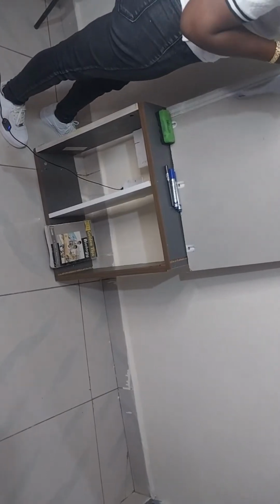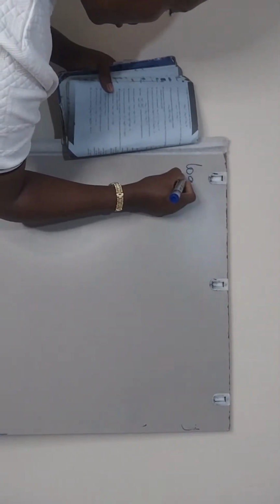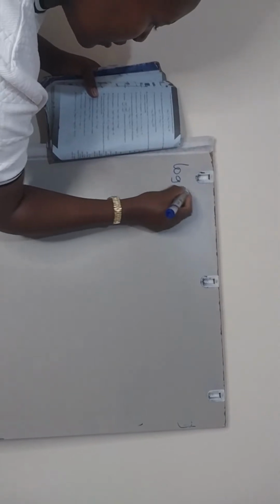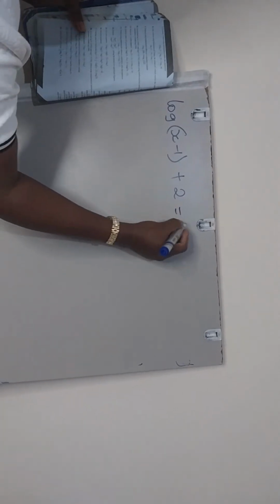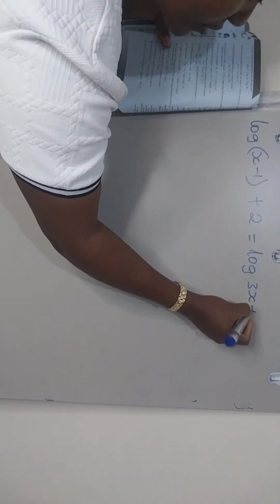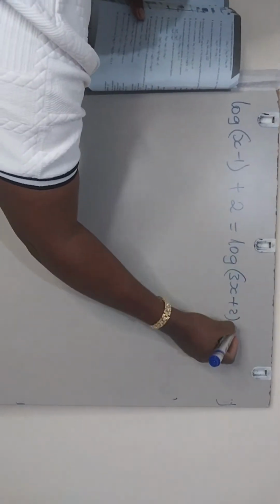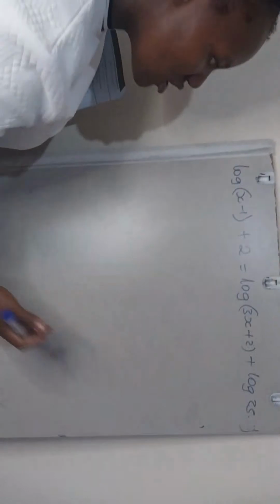Is a question that says, evaluate for the value of x given log(x minus 1) plus 2 is equals to log(3x plus 2) plus log 25. As you can see, a log without a number is a log without a base, which is the log to base 10.